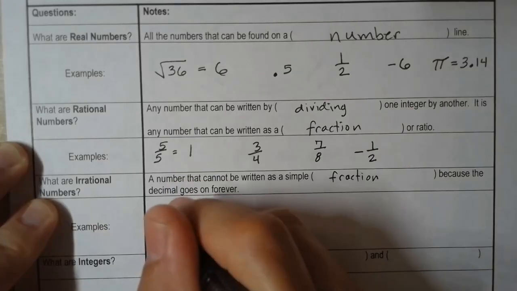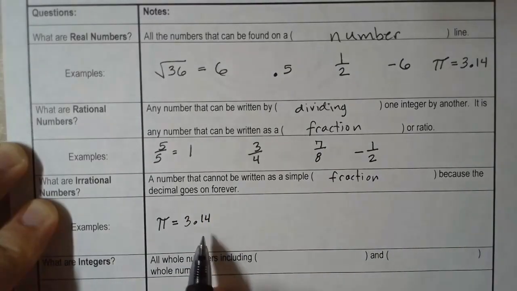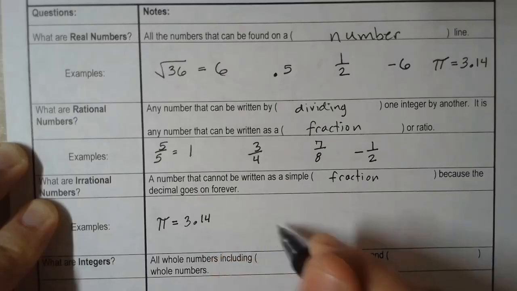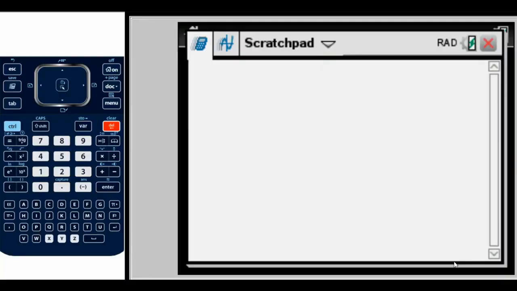Pi. Pi is an irrational number. Now we say that it's 3.14, but that's because we're actually rounding it. Actually, the decimal goes on much further. And I'm going to show you with the calculator real quick what I mean. If I hit the pi button down here and hit enter, and I hit enter a second time, you're going to see that it says 3.14159.